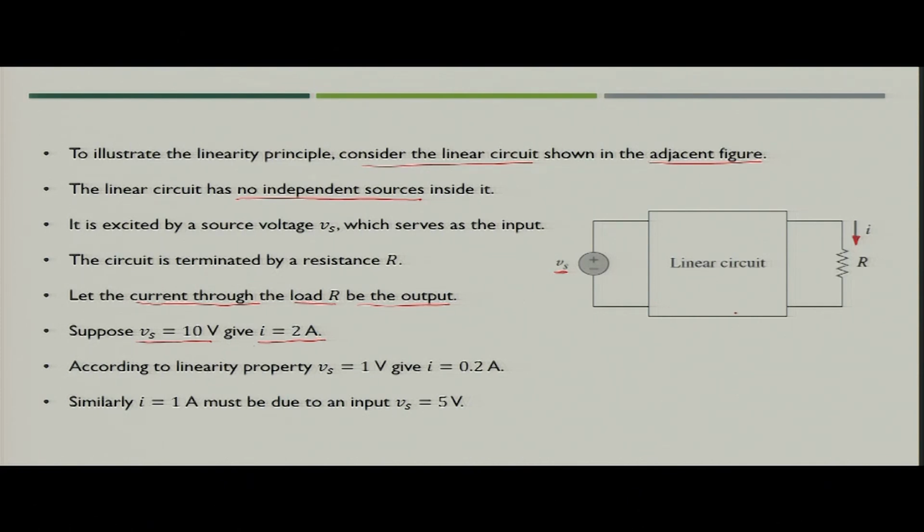So, suppose you are doing one experiment where you do not know what is inside, but you are applying one voltage source across its input terminals and connecting a load R across its output terminal, and you are measuring current I. So, you can say that if you have added one ammeter here and you are measuring the value of current through this ammeter. Now, if you have applied 10 volt to the input of a linear circuit and you got current I as 2 ampere.